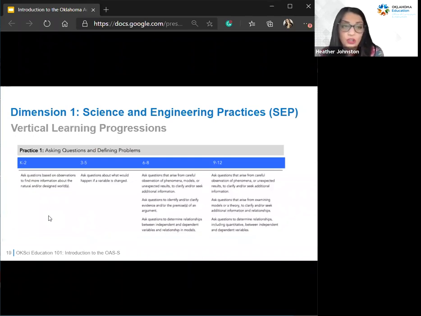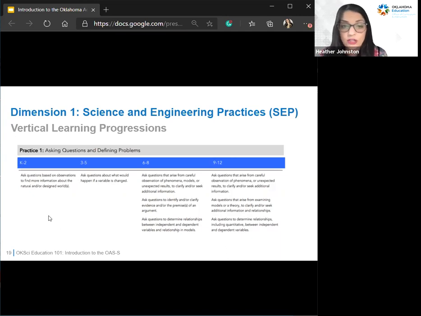We also have vertical learning progressions for each of the dimensions. What this means is we are looking at what students learned prior to the grade level that you were teaching, and then what they would learn after, and what they would do when they build on that. Our vertical learning progression documents, I will link in just a moment.